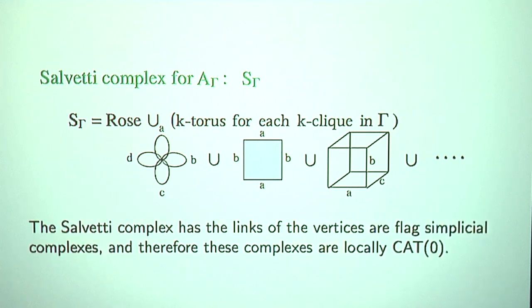Now, the nice thing about this Salvetti complex for the right-angled Artin group is that the links of the vertices will satisfy this flag condition. They're very closely related to the original graph you started with, where you double each vertex. Anyway, you can check that they're flag simplicial complexes. And therefore, these complexes are locally CAT(0) cube complexes. So this is a huge class of examples of locally CAT(0) cube complexes.